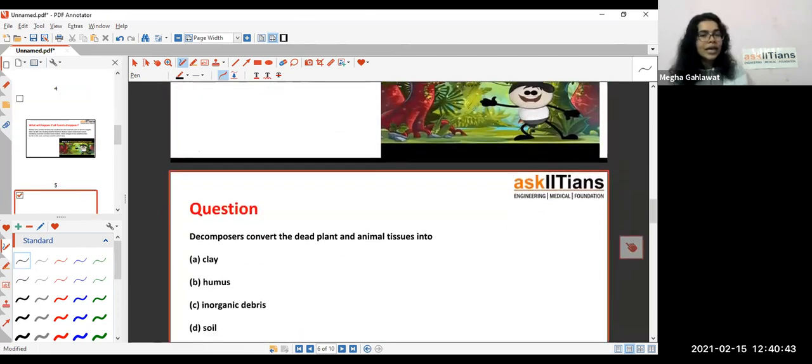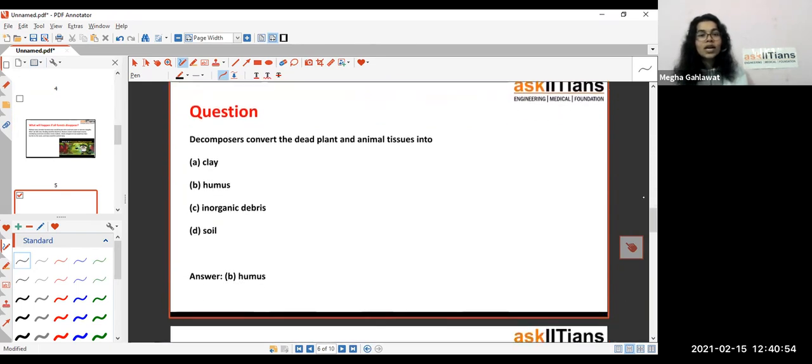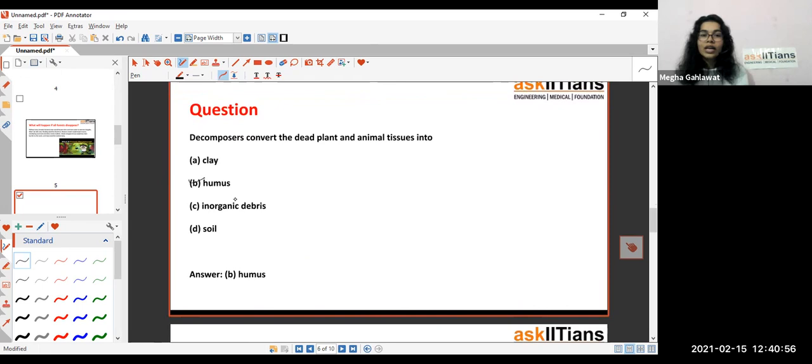Decomposers convert the dead plants and animals into what? Clay, humus, inorganic debris, or soil? Yes, you're absolutely correct. It's humus. That is the top fertile layer of the soil.